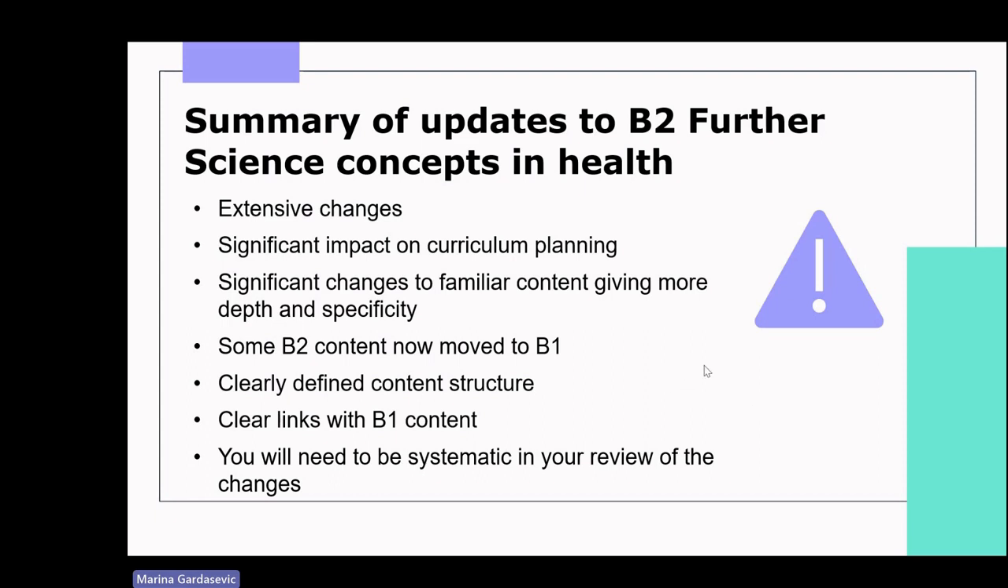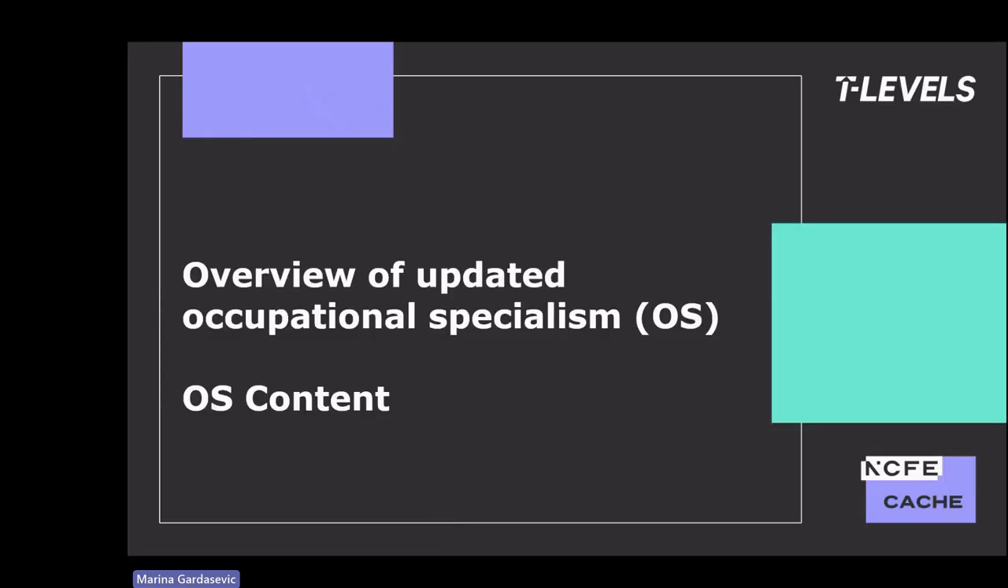There's now clearly defined content structure for body systems, and this is to support in planning. With these changes, please review all of B2, as even when content is similar, there are differences which will need to be incorporated in your curriculum planning. That was the overview of Year 1, where you will find the vast majority of amendments. We will now detail the updates to the occupational specialism content.